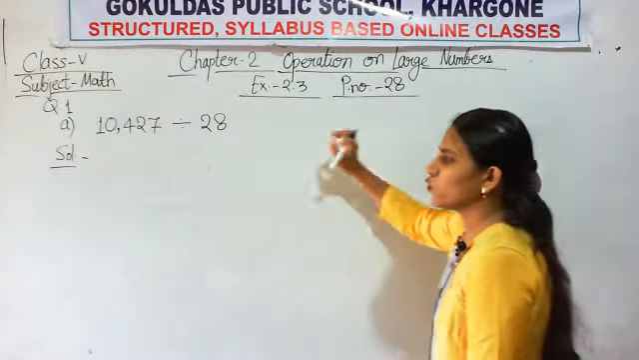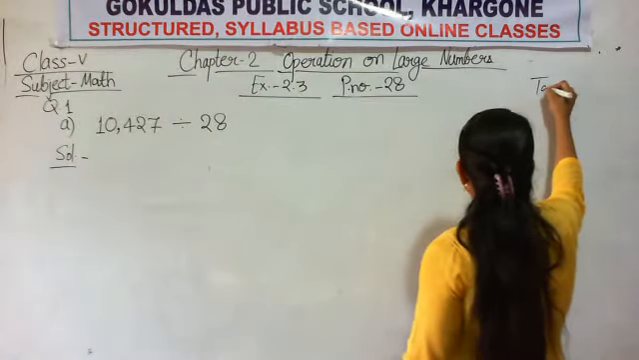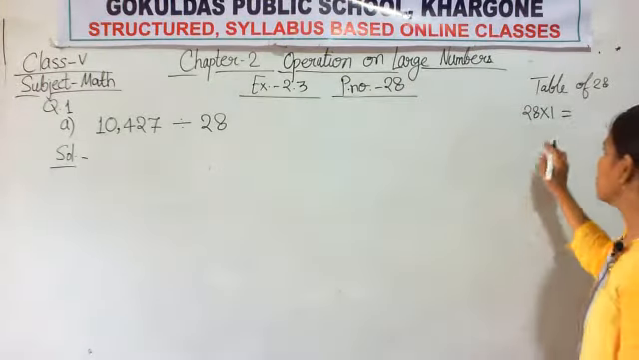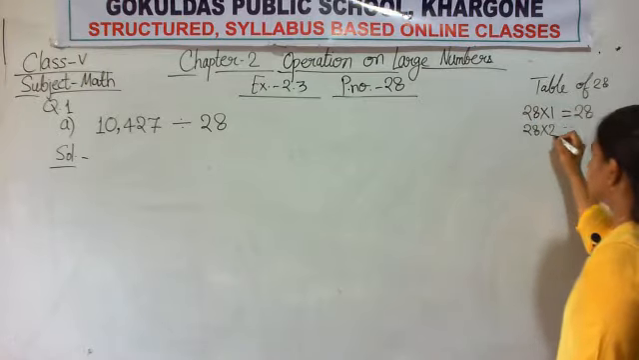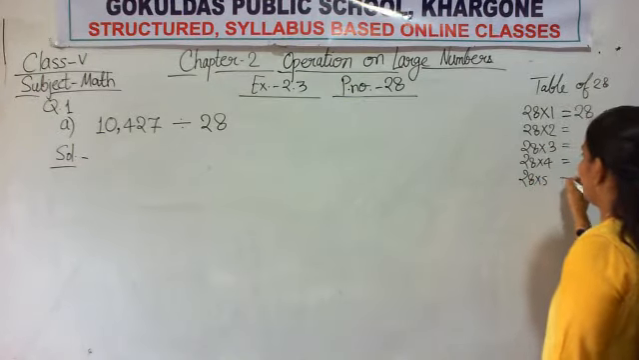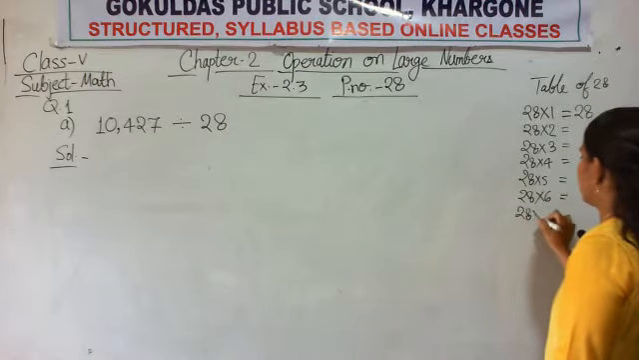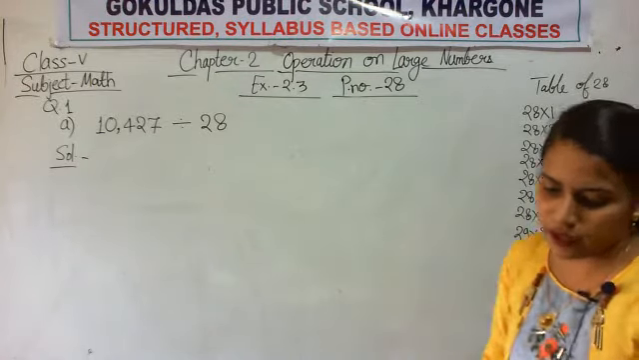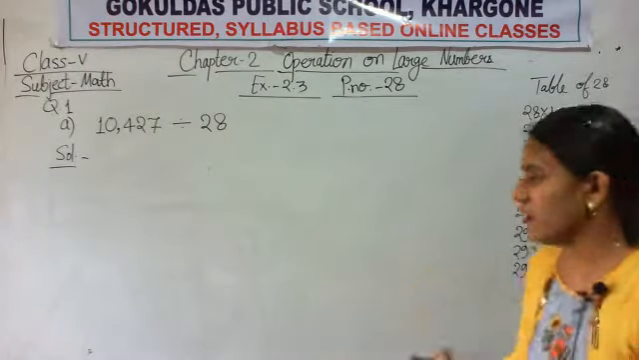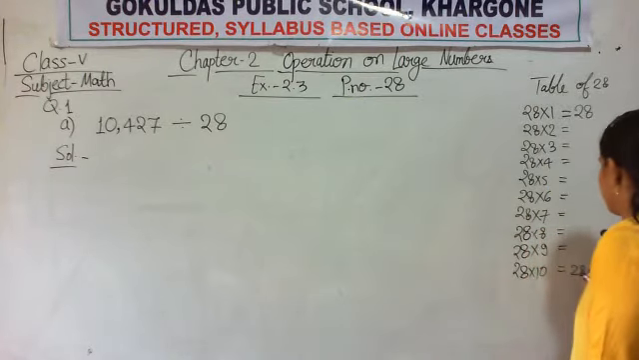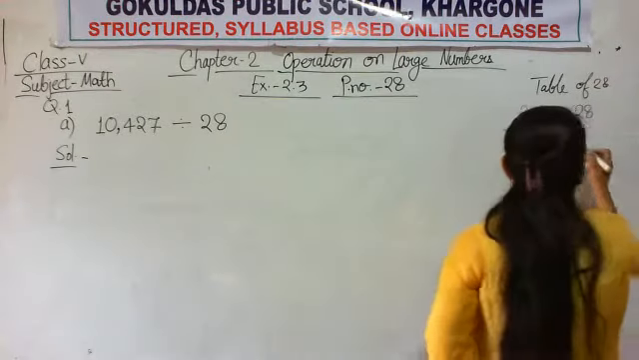For dividing you need the table of 28. So I am writing here the table of 28 in the rough work. 28 1s are 28, 28 2s are 56, 28 3s are 84, 28 4s are 112, and so on up to 28 10s are 280.